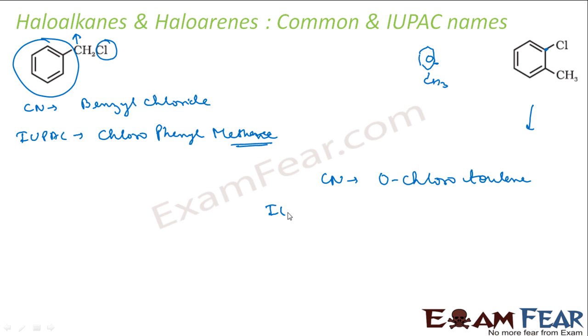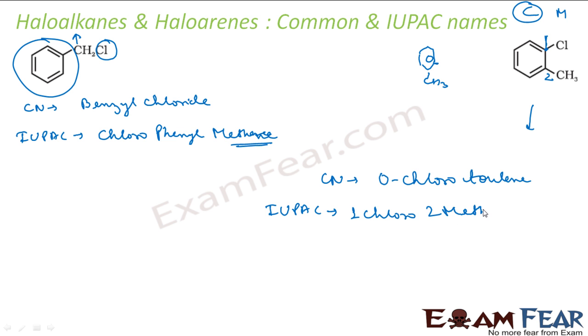Want to write the IUPAC name? IUPAC name will be, let's give a numbering to this. Let's give 1 to this, 2 to this, right? So this is a chlorine group. So it will be 1 chloro 2 methyl. Why is this given priority? Because chlorine and methyl, C comes first. So it will be 1 chloro 2 methyl, and then I have benzene. So it is 1 chloro 2 methyl benzene.